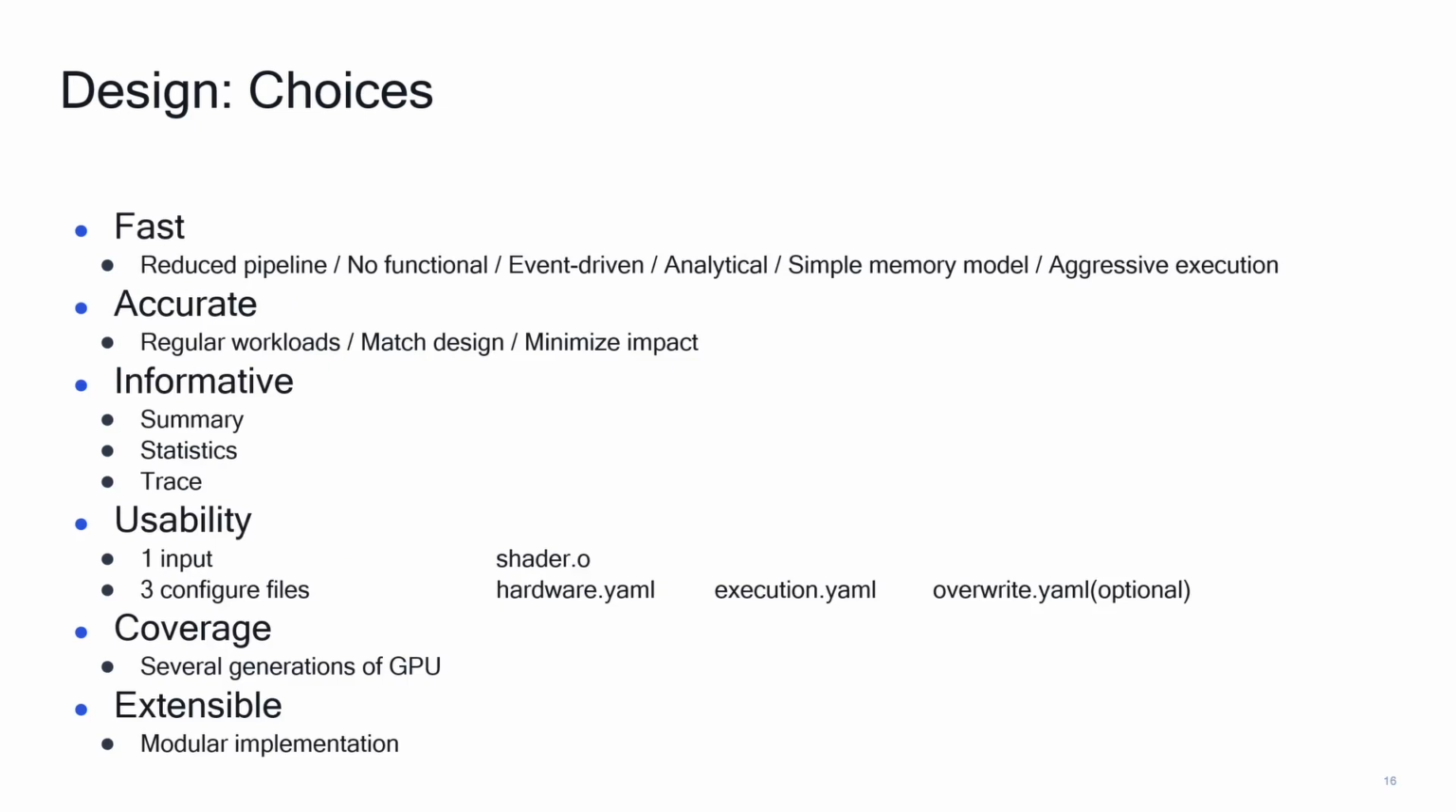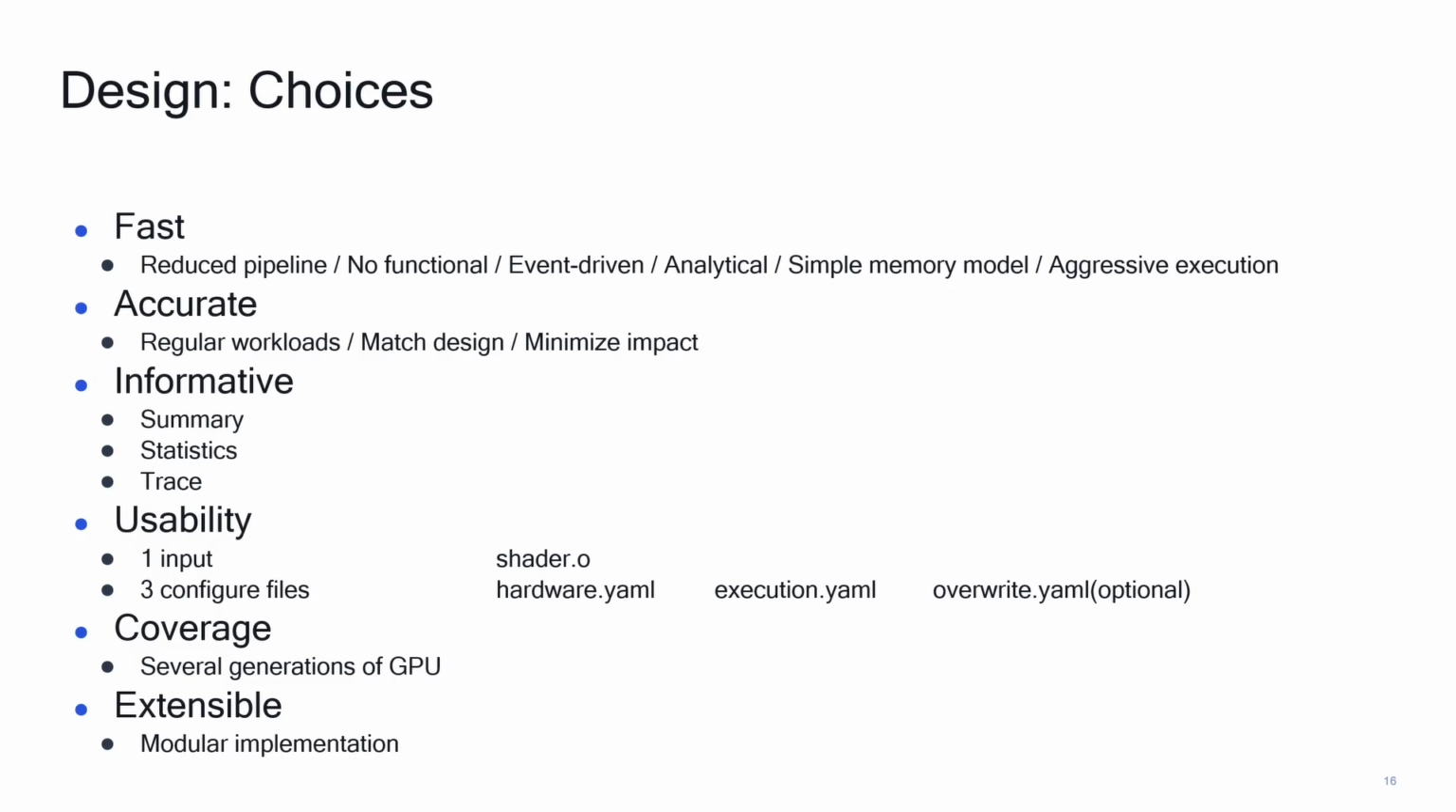Besides good speed and accuracy, our model provides reports with 3 levels of details. Users can get a brief summary, detailed performance statistics, or complete simulation trace. It is easy to use, which only requires 1 input and 3 configuration files. The 1 input is the shader object file generated by our offline compiler. Users can set up the simulation with 3 configuration files in YAML format.